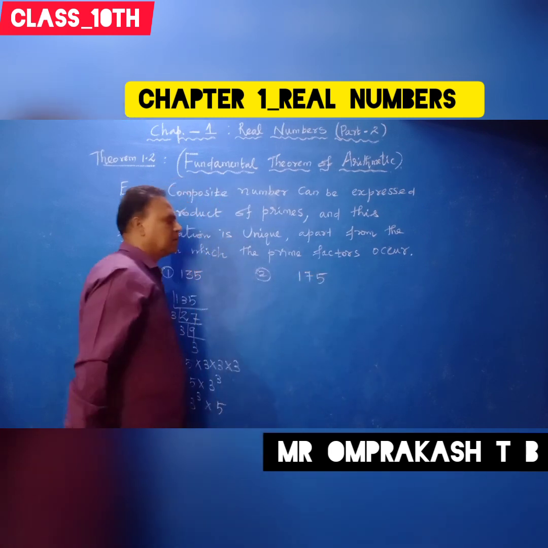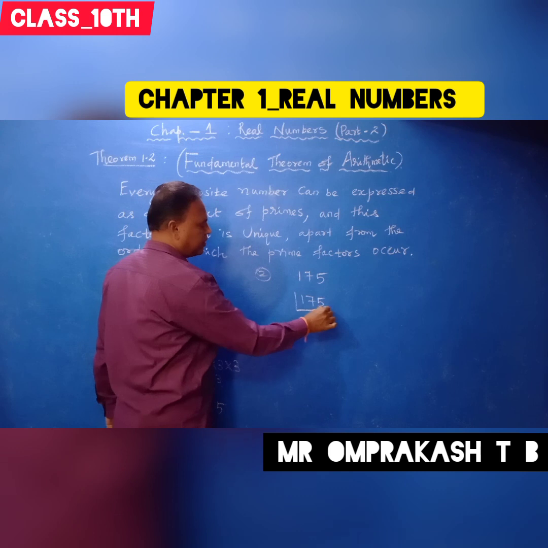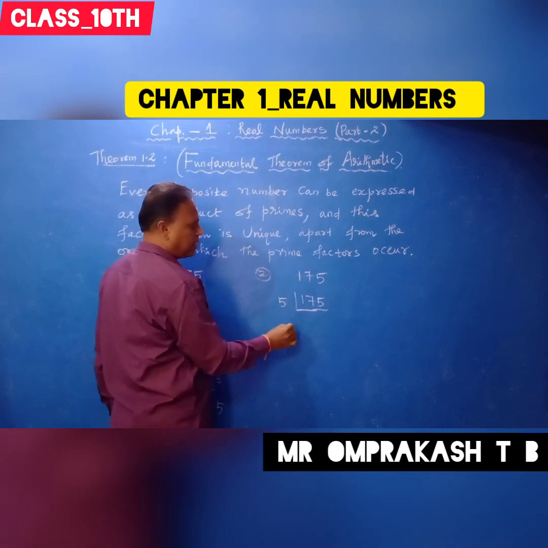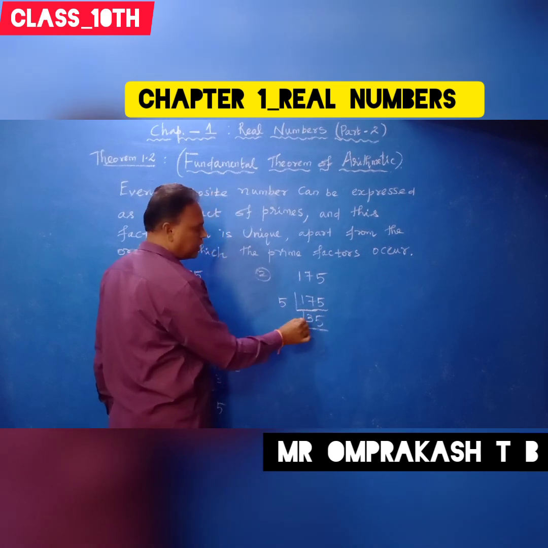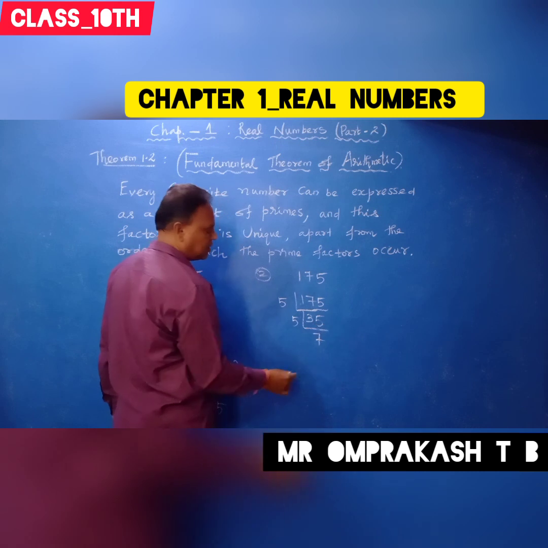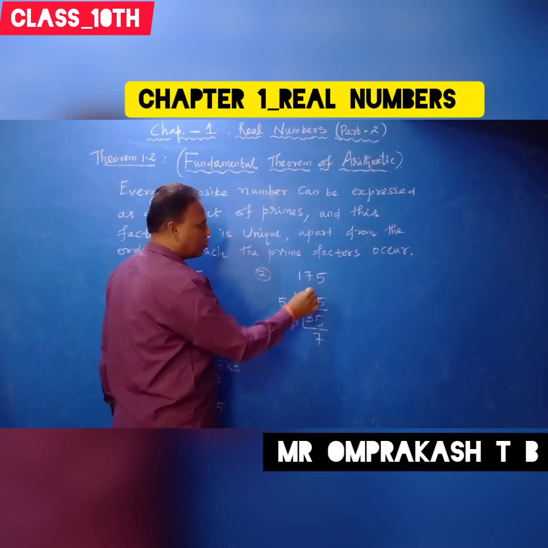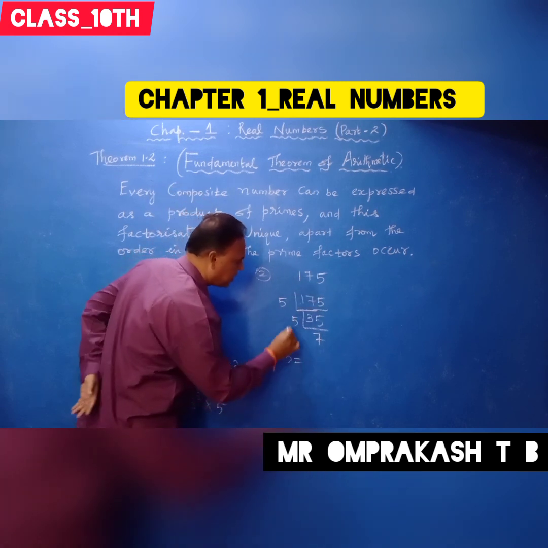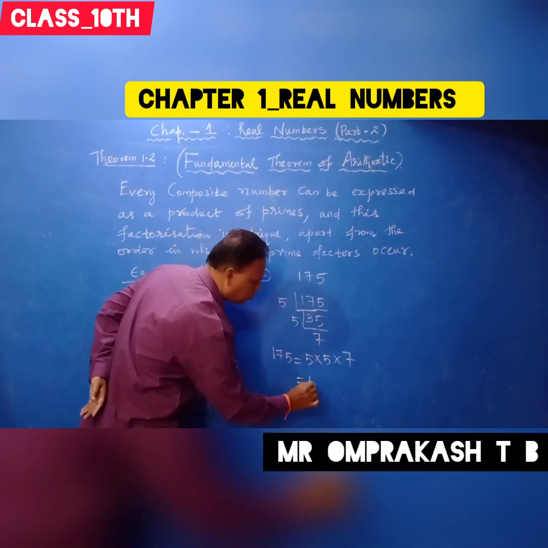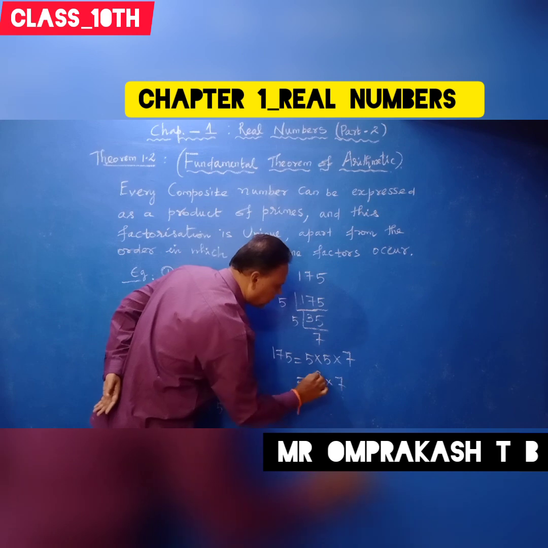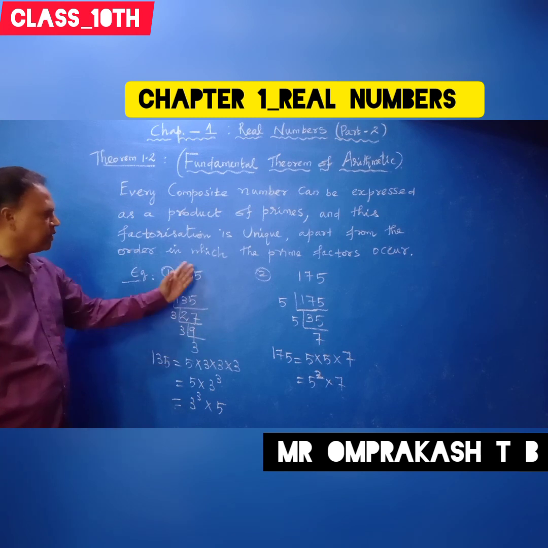175. Take it, divide and see. 175, it will also go in the 5 table. So 5 times 5 is 25, 5 times 35 is 175. So here again the 5 table gives 7. That's all. Up to prime you have to divide. Clear? Now 175 can be written as 5 into 5 into 7, so 5 squared into 7. So very simple. Clear? Using the fundamental theorem.